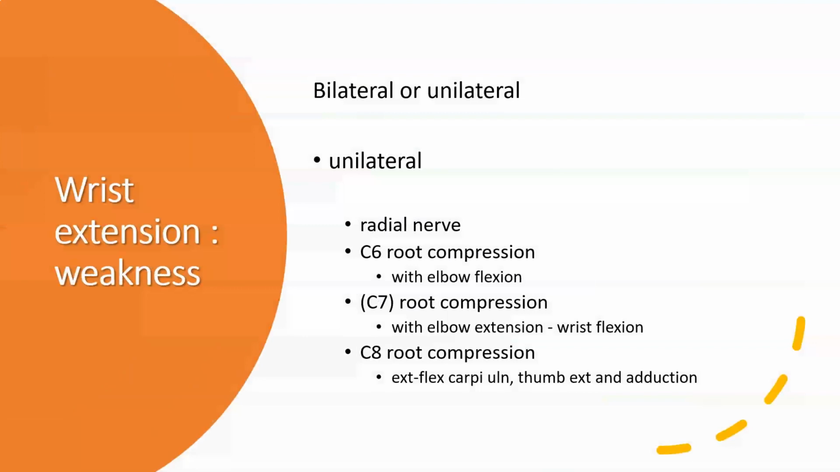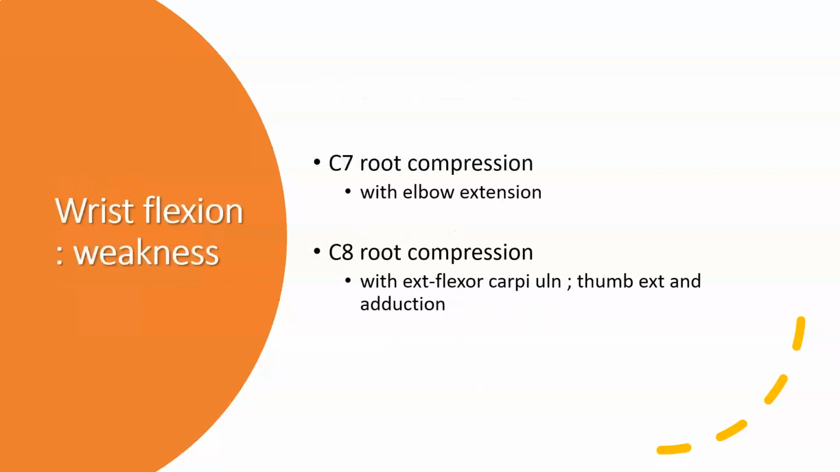If wrist extension is weak, it could be bilateral, could be unilateral, but if it is unilateral weakness, then there might be several reasons: radial nerve problem, C6 root compression, C7, C8, and then in combination with other functional tests, as you can see. But perhaps that's a little bit difficult to memorize. Wrist flexion could be C7, could be C8, together with elbow extension and with other tests.